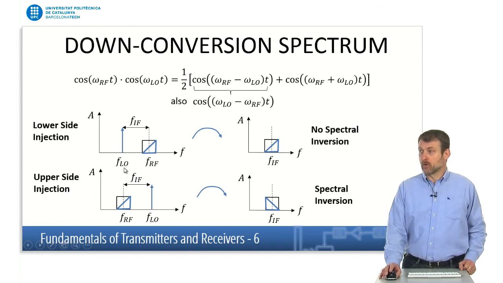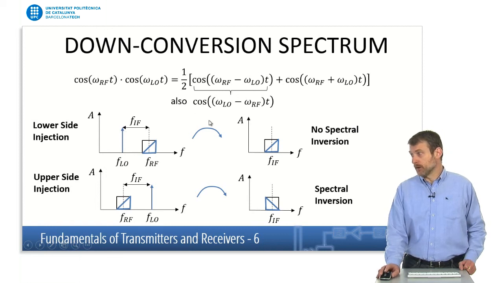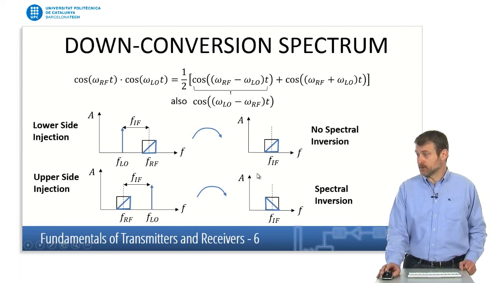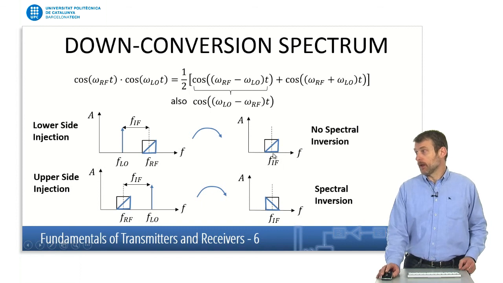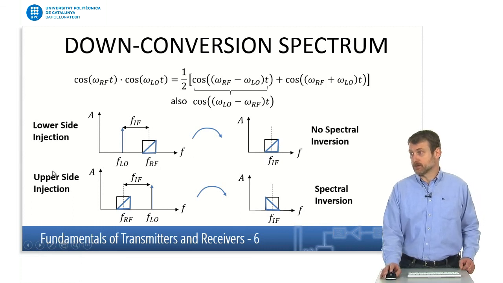If we place the local oscillator below the RF, then the resulting spectrum is this one over here. We would have an IF frequency, which would be a low frequency, and the spectrum would have no spectral inversion. This situation is called the lower side injection.